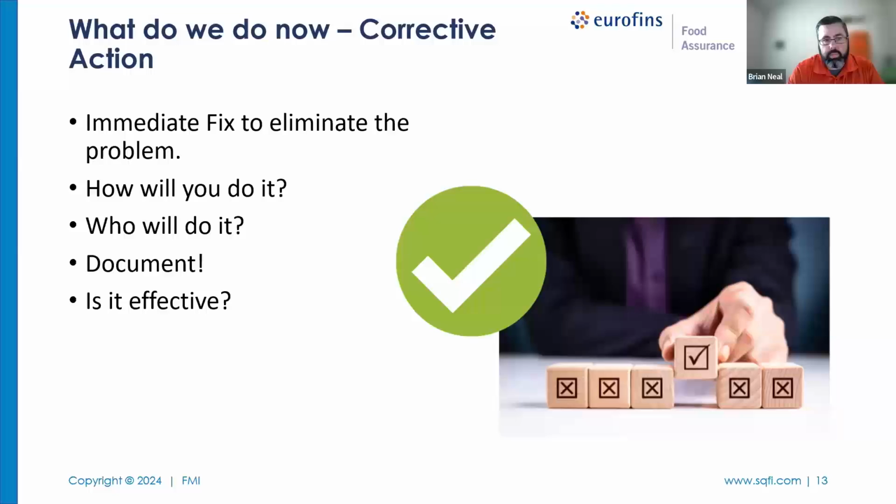Who will fix the problem? Document it. Is it effective? How will you do it? It needs to be very clear how you're going to fix this and correct this nonconformance. That's the whole corrective action step. Be very detailed about how we're going to do it, with the steps involved. Include who is going to do that.